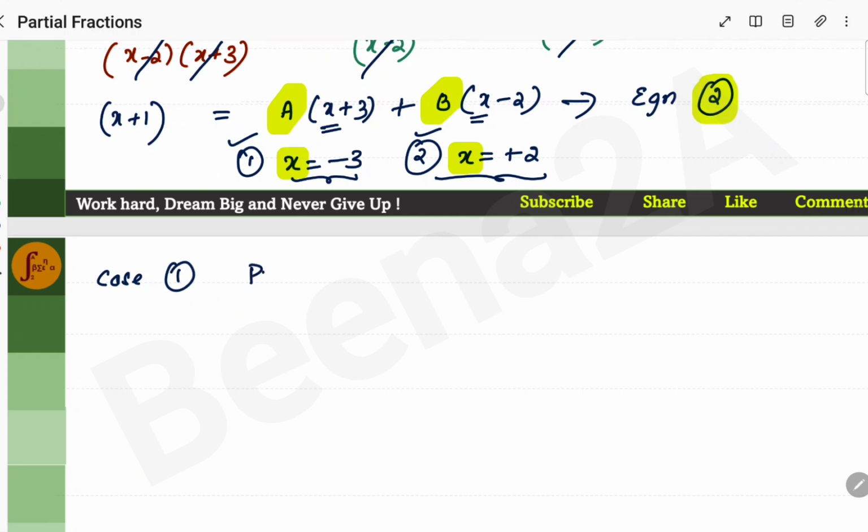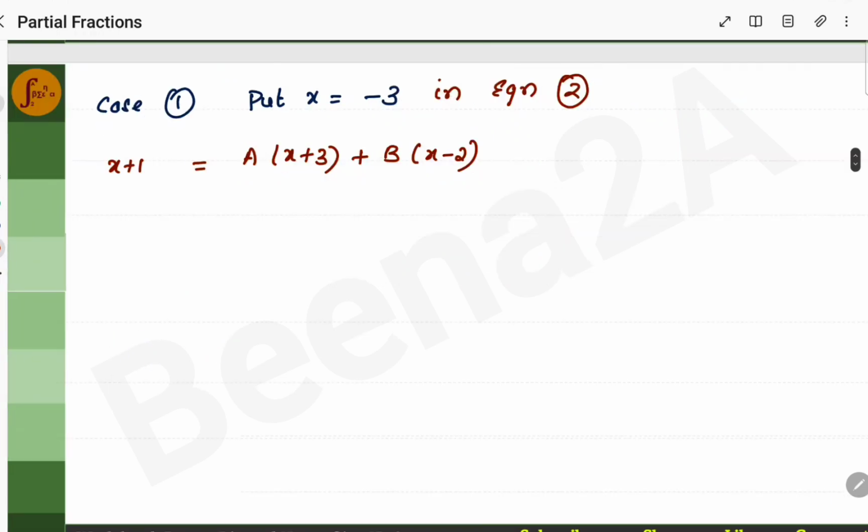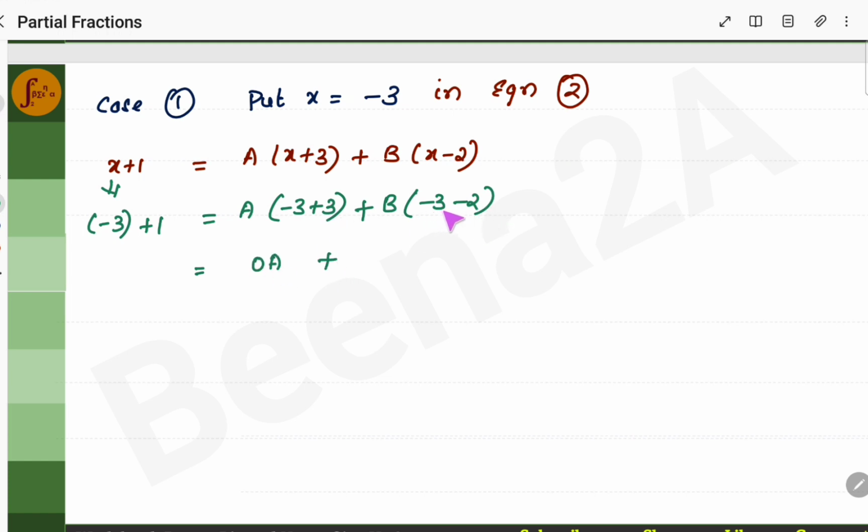Case 1 is put x is equal to minus 3 in equation 2. So what is equation 2? Let's copy it down. I'll put x is equal to minus 3. So instead of x, I'll put minus 3 plus 1 is equal to a into minus 3 plus 3. Instead of x, I'm putting minus 3. So I'll simplify. Minus 3 plus 3 will become 0. So I'll get 0 into a plus minus 5 minus 5b. So 0 you can ignore, it becomes 0. Plus and minus is minus, so minus 5b. And here it's minus 3 plus 1 is minus 2.